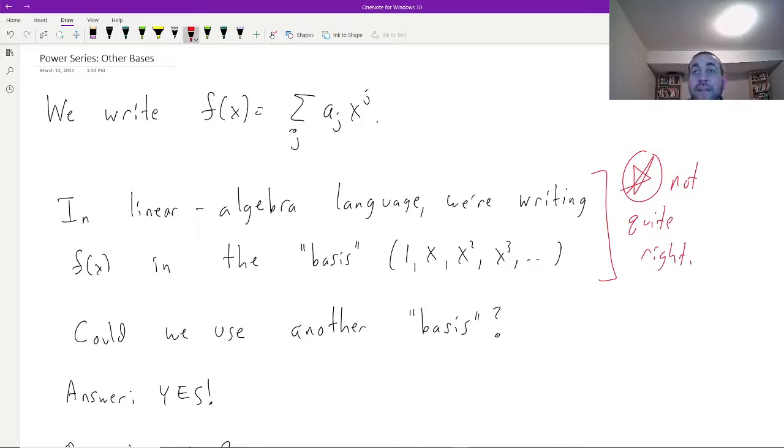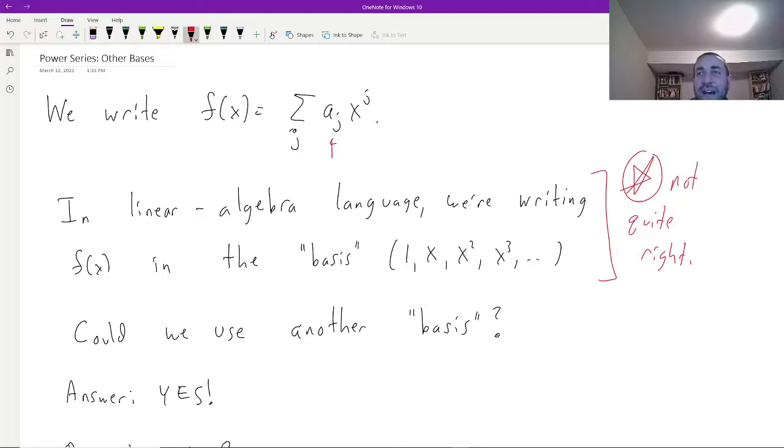We're not used to having bases of infinite spaces, infinite dimensional spaces like the collection of functions. It's not 100% clear how bases should really work. All right, but as a sort of vague heuristic, this is the idea, right? We're writing f of x as the sum of a bunch of other things with coefficients, okay?